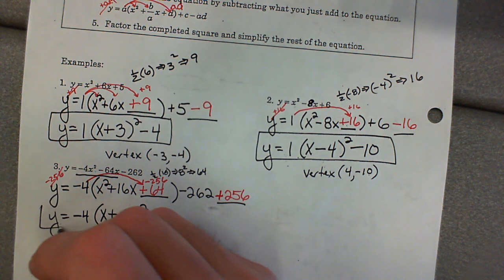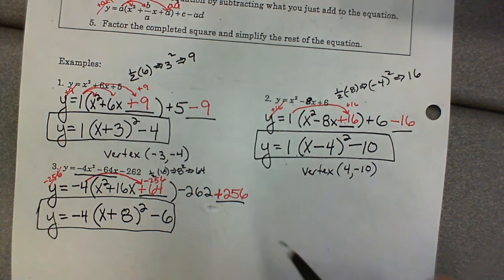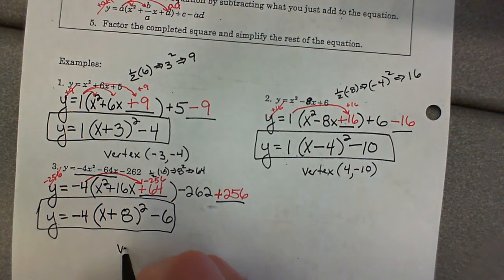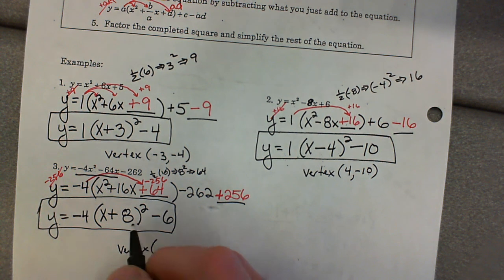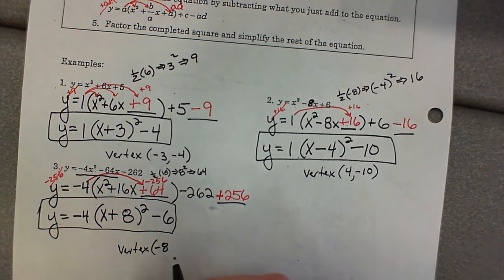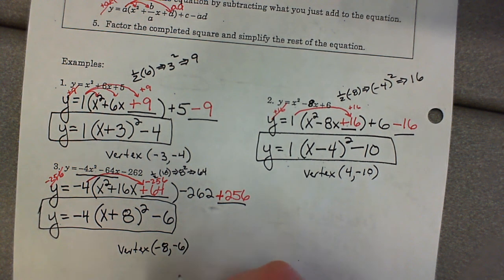So now this is in vertex form. What would your vertex be if you were asked? It would be negative 8, it's the opposite of that, and negative 6.